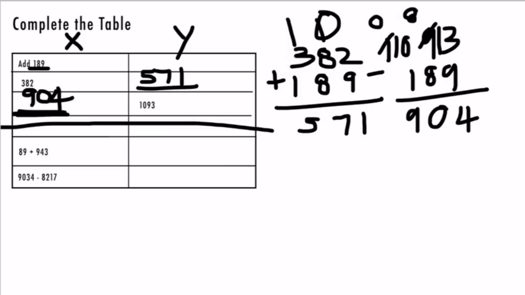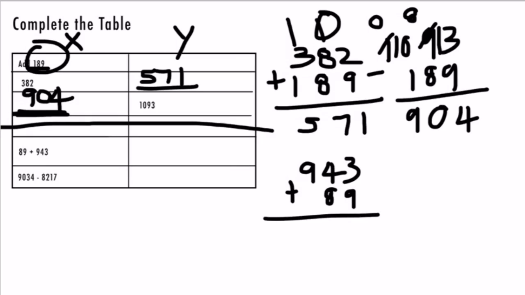Okay, now they give us an x, 89 plus 943. But they also want us to add 189. So let's add 89 plus 943 first. 943 plus 89. 9 plus 3 is 12. We put the 1 on top. 8 plus 4 is also 12. Plus 1, it becomes 13. And we put the 1 on top and it becomes 10.